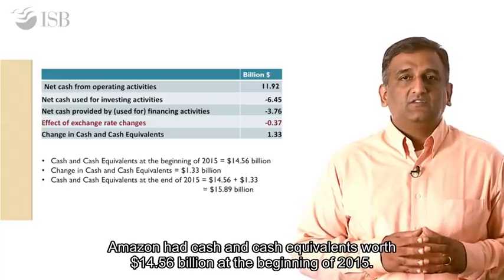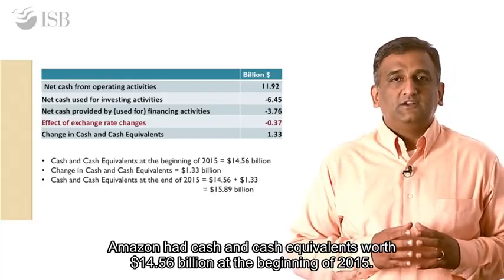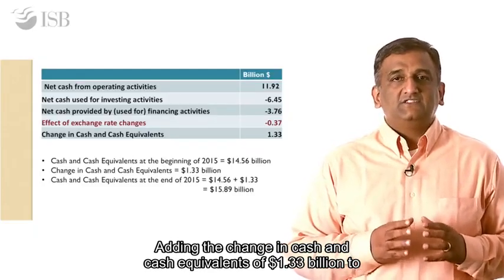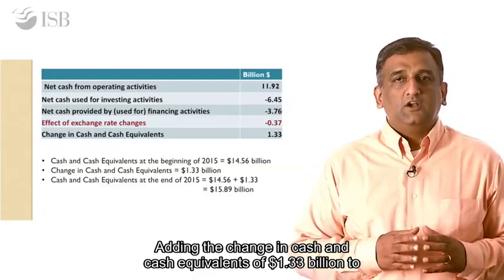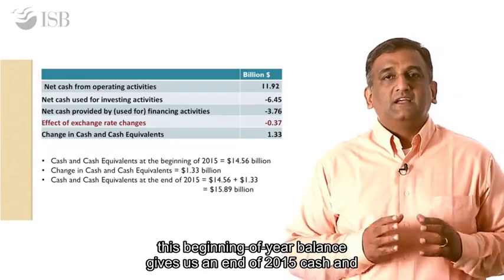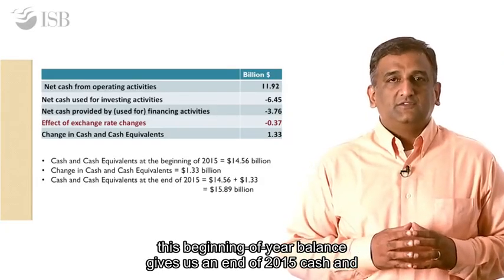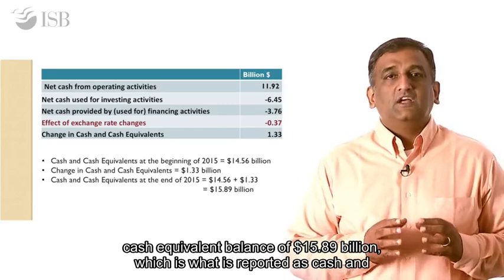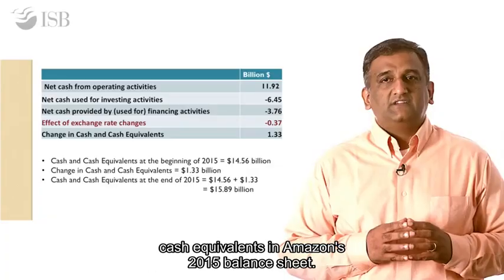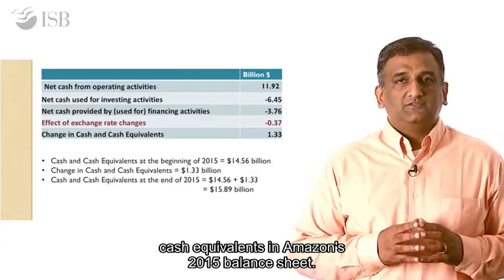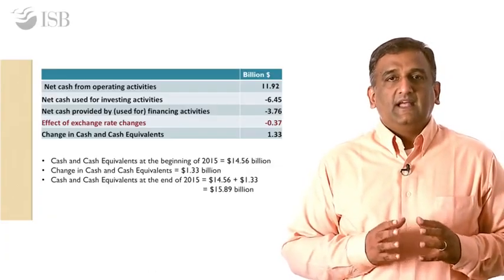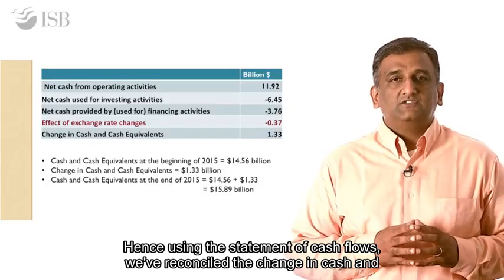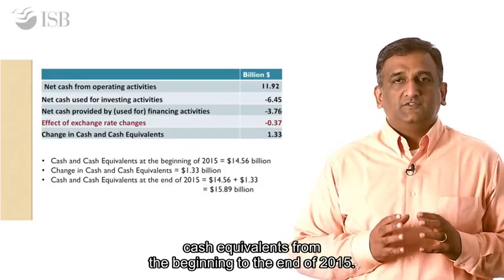Amazon had cash and cash equivalents worth $14.56 billion at the beginning of 2015. Adding the change in cash and cash equivalents of $1.33 billion to this beginning of year balance gives us an end of 2015 cash and cash equivalent balance of $15.89 billion, which is what is reported as cash and cash equivalents in Amazon's 2015 balance sheet. Hence, using the statement of cash flows, we have reconciled the change in cash and cash equivalents from the beginning to the end of 2015.